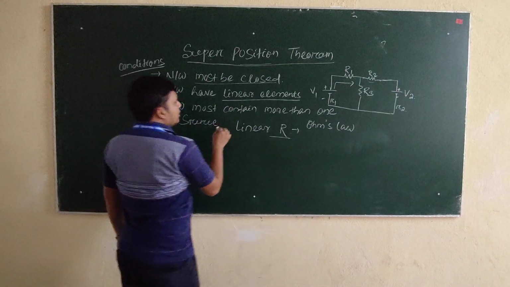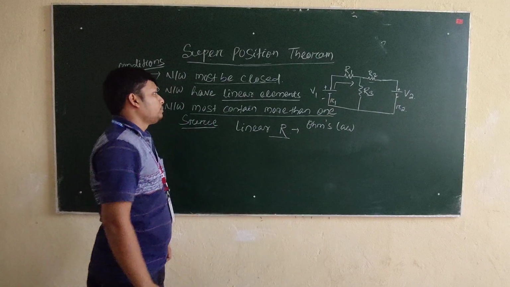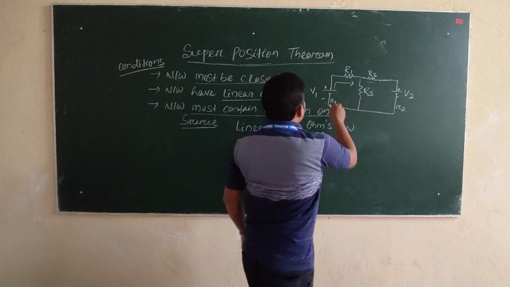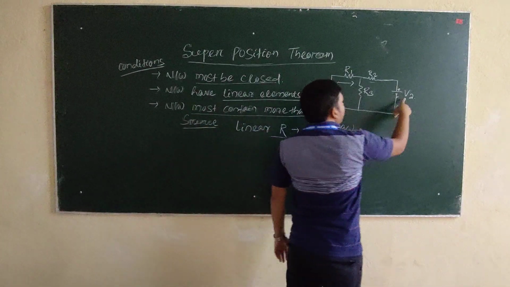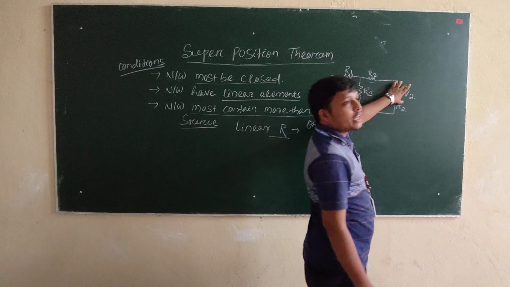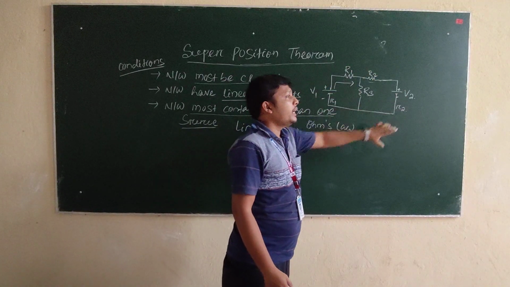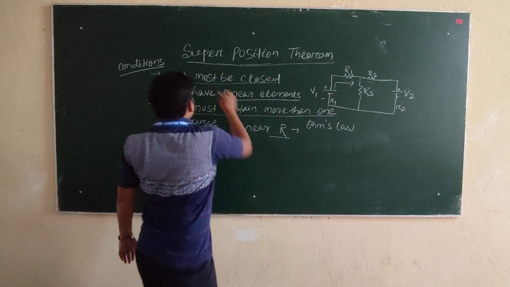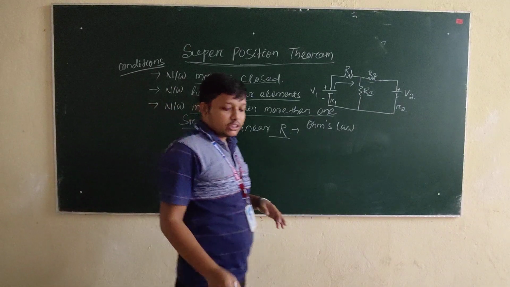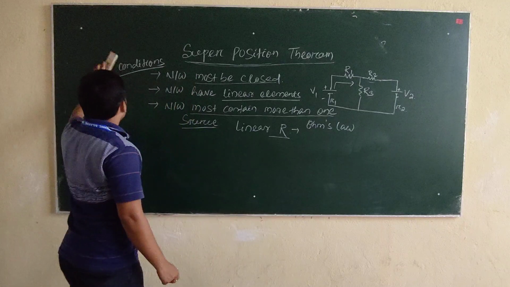Next one is the network must contain more than one source. This network contains more than one source. Here we have connected voltage 1 and voltage 2, two DC sources. So this network is suitable to apply the superposition theorem. Now let us discuss the statement of the superposition theorem.